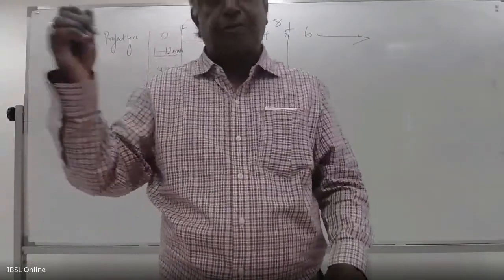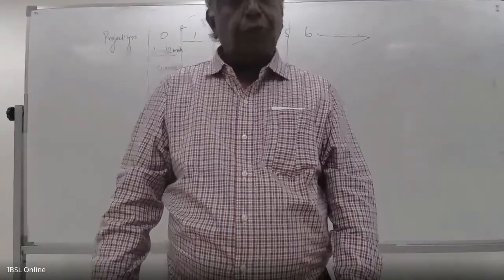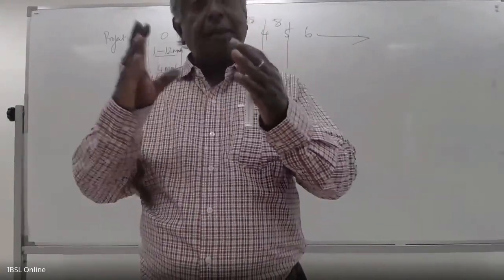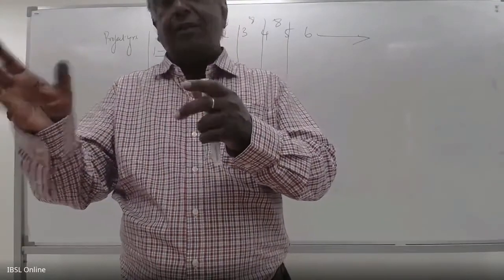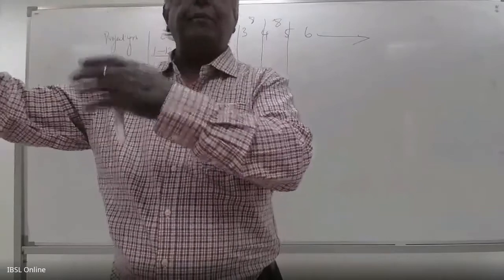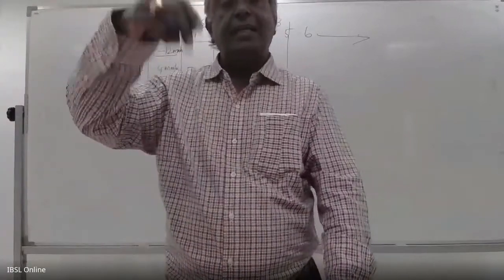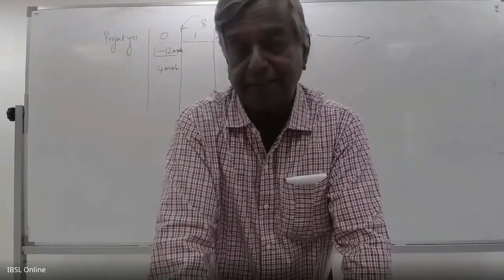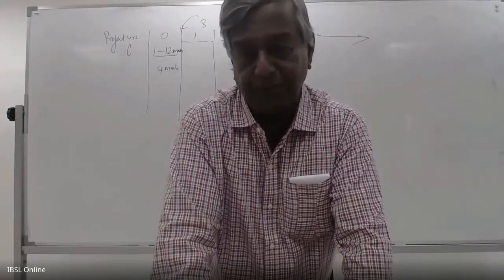It will go on. If you think year 0 is 4 months, then the balance 8 months is for year 1. Everything thereafter, you have to do on an 8 months basis. And your discounting rate also you have to do for 8 months.